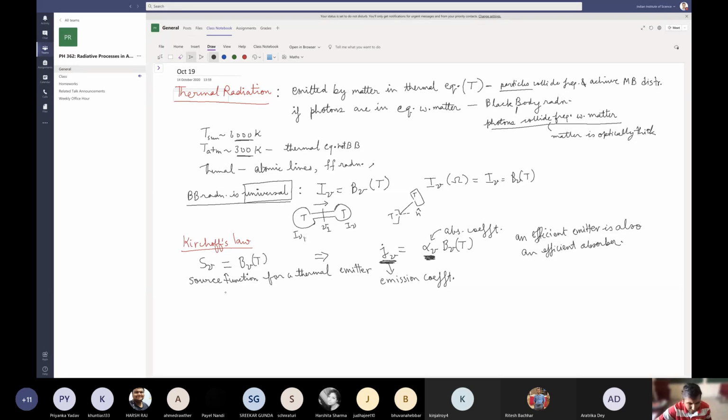We know the radiative transfer equation is given by dI_nu/d tau_nu equals minus I_nu plus S_nu(T). But for a thermal emitter, S_nu(T) is just B_nu(T). So this is the radiative transfer equation for a thermal emitter.